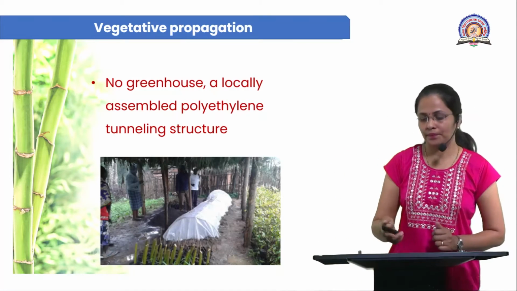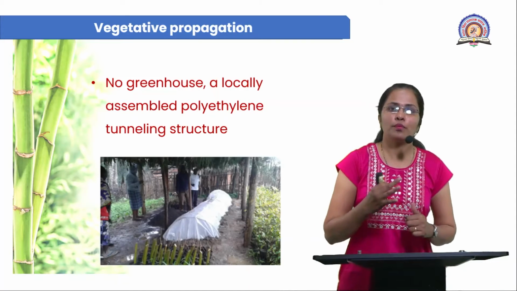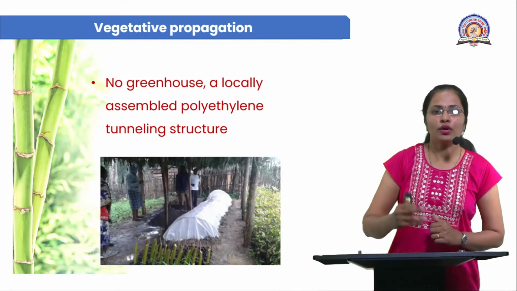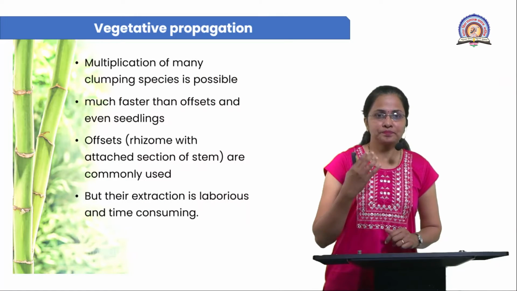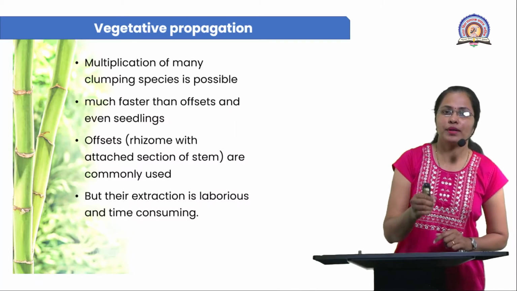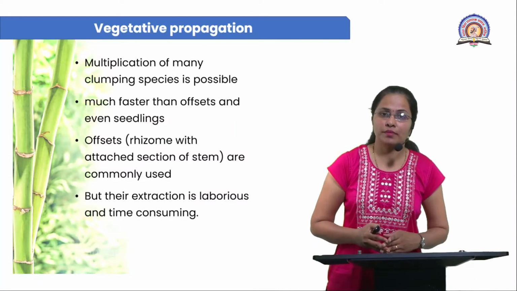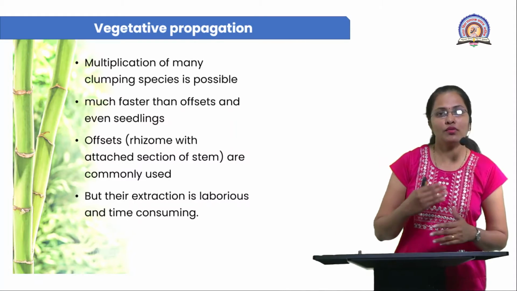by using clump cutting. A clump is nothing but a small portion of stem which has one or two nodes. When we talk about clump cutting, in many species it is the preferable method, and it is a very fast method as compared to offsets and even the use of seeds.